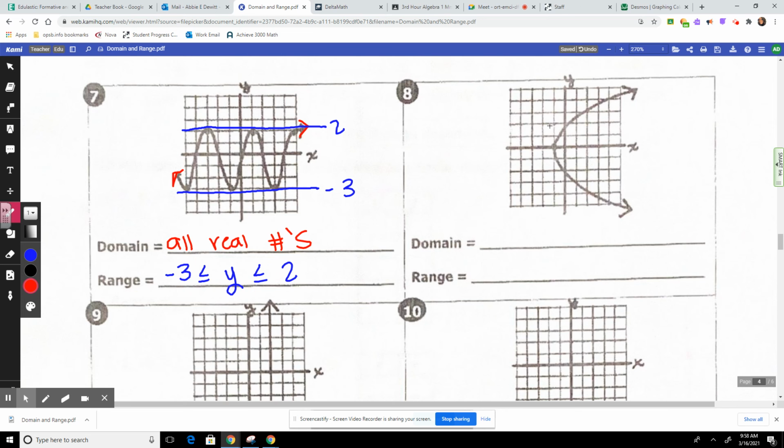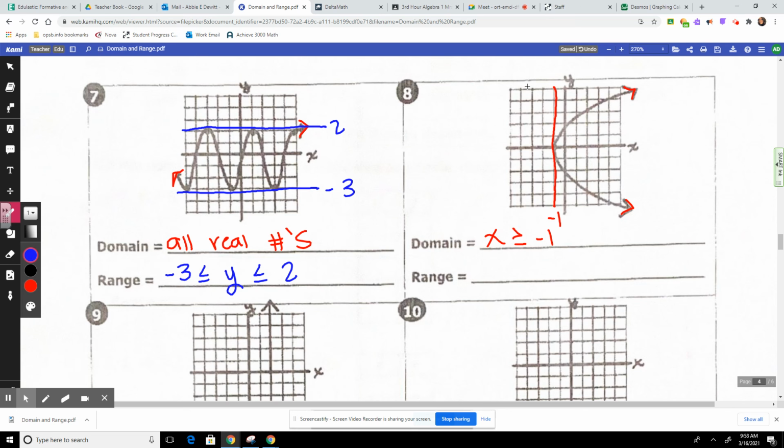Okay, so for number 8, for my domain, my x values do not extend beyond the left part where x is negative 1. But I cannot draw a vertical line to say it stops to the right, because my arrows say that it continues going forever and beyond to the right. So this means that all my x values have to be greater than or equal to negative 1.